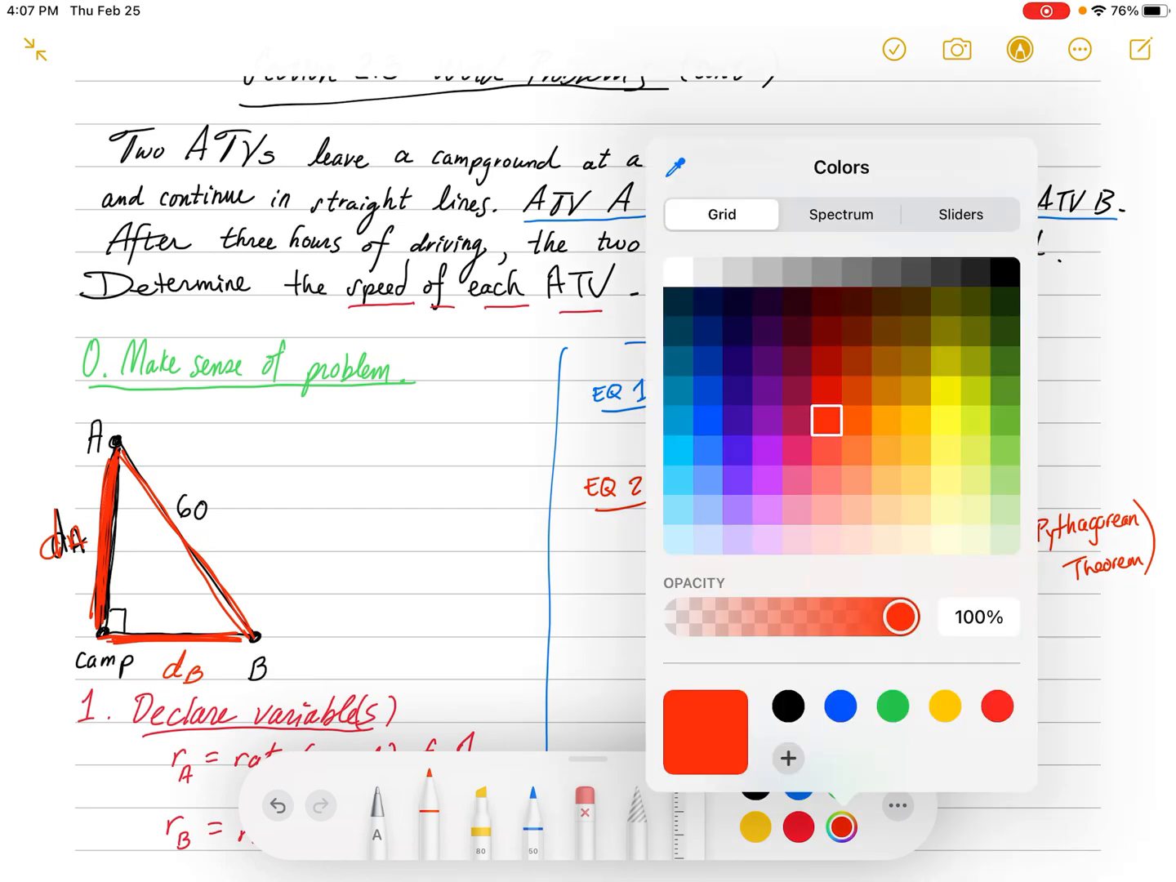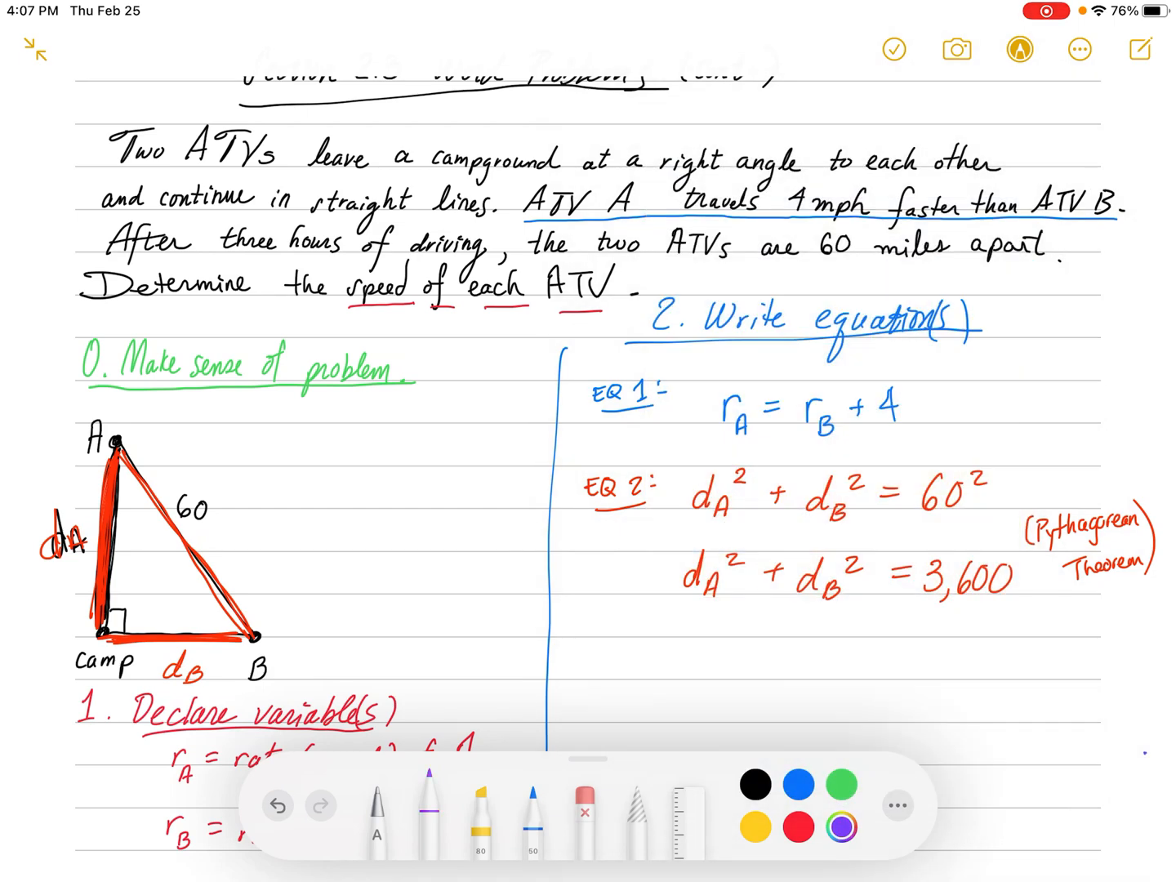Let's read the third sentence. So after 3 hours of driving, the two ATVs are 60 miles apart. Okay, we've already applied that. We've already applied the 60 distance here. What else could we apply?